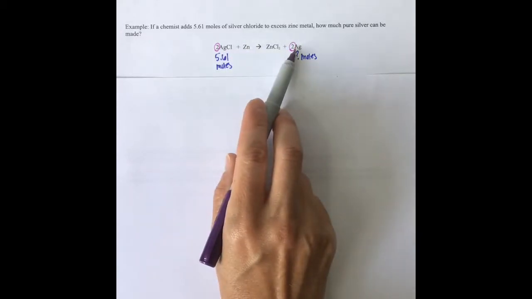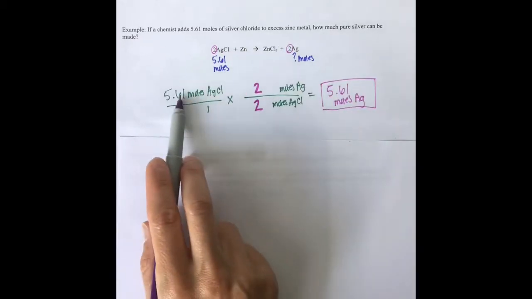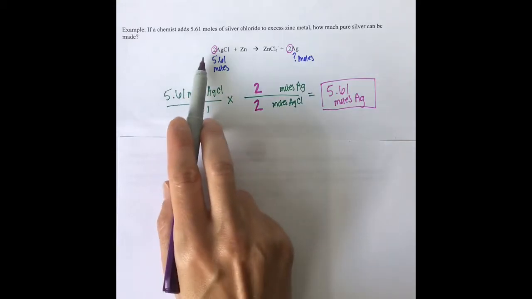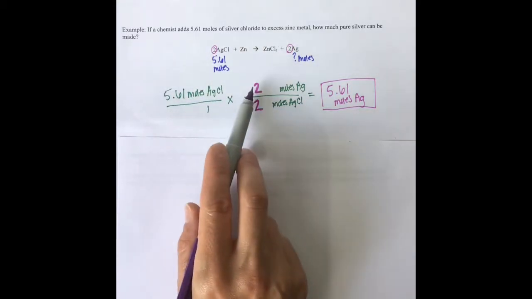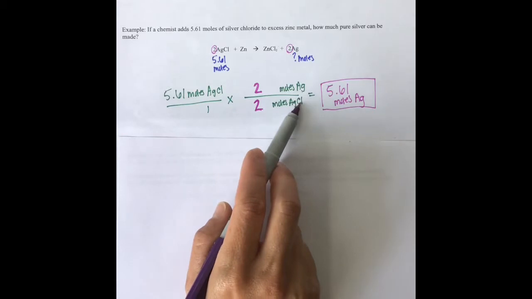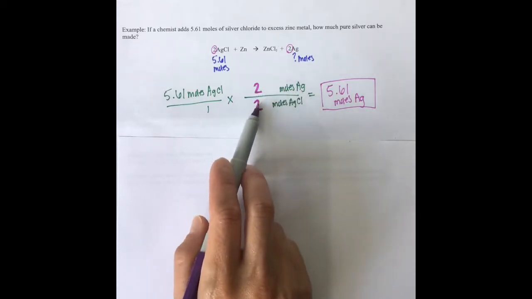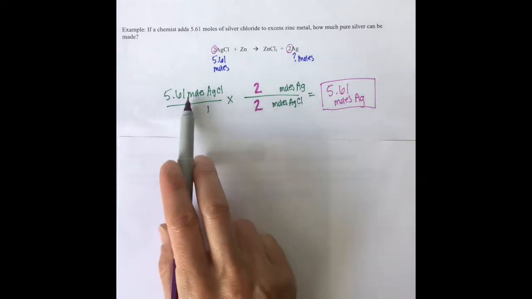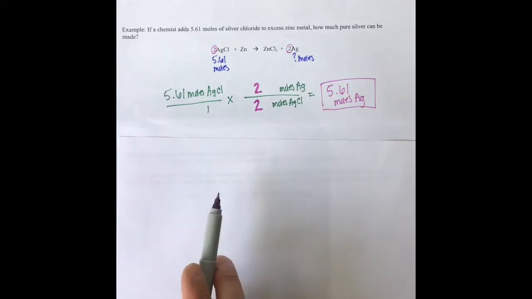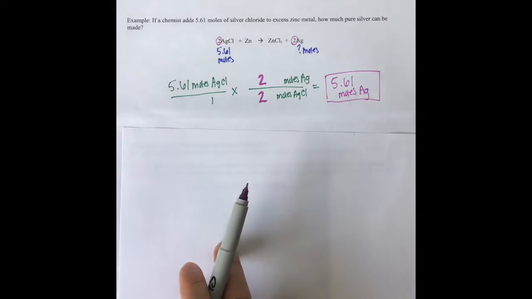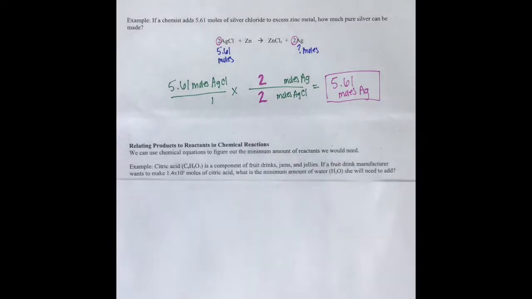silver will I make? I started with my given over 1. I used my coefficients. 2 moles of silver chloride produces 2 moles of silver. Since these would simplify to 1, then I just have my 5.61 moles of silver to answer the question.